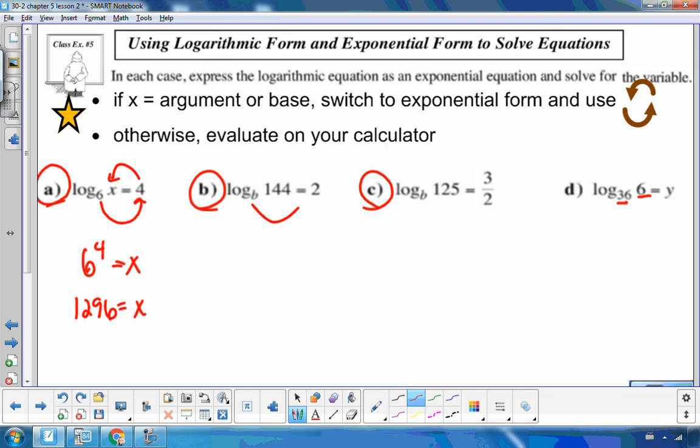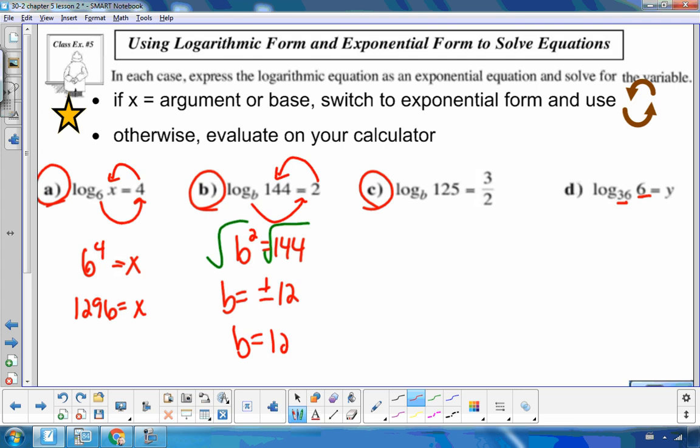Okay, here, base to the answer equals exponent. So b squared equals 144. So I'm going to take the square root of both sides. And I get that b is positive and negative 12. But remember, the base has to be a positive number. So b can only equal 12.